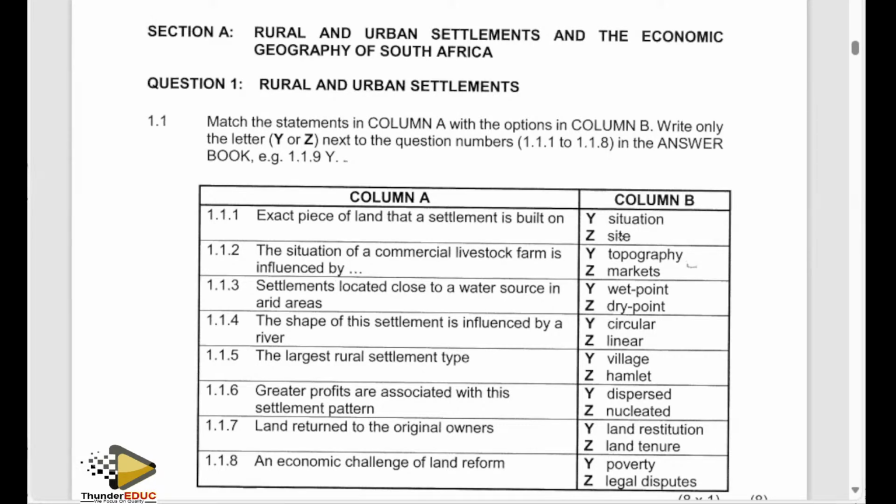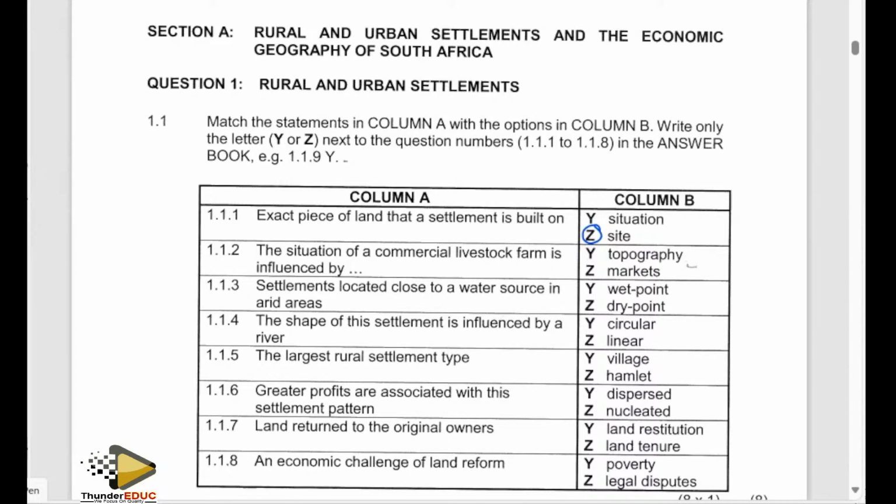It says, exact piece of land that a settlement is built on. We are looking at the exact piece of land. The correct response is a site of a settlement. While we're saying a site, we're saying a site that is the physical place which is occupied by a given settlement. So it's the exact piece of land on which a settlement is established. The situation, we are now relating the settlement to the surrounding environment. So the correct response for number 111 is set. Then we go to the next question.